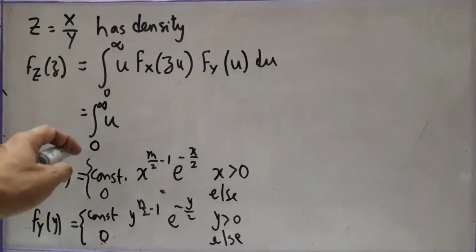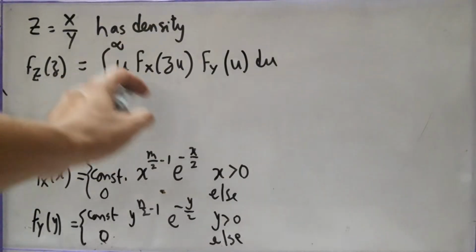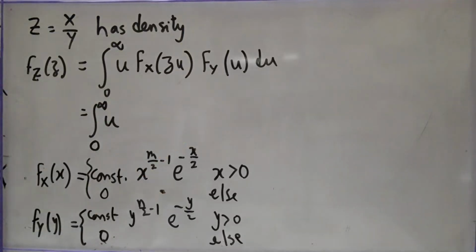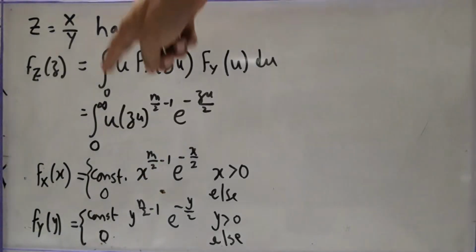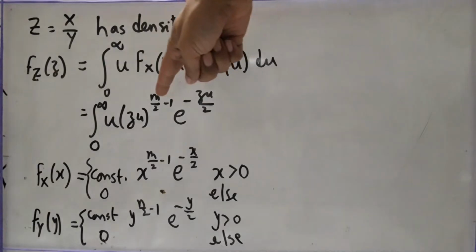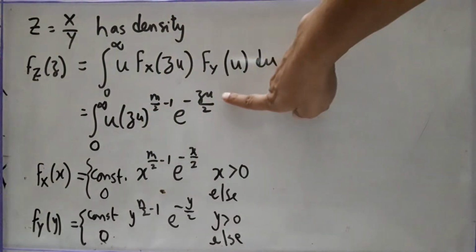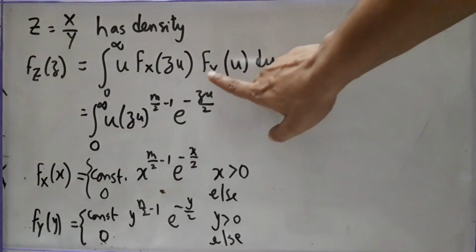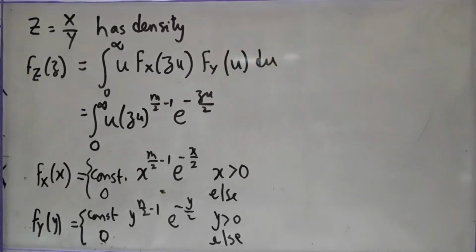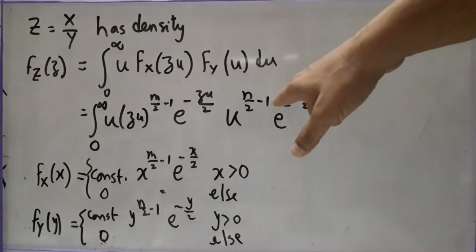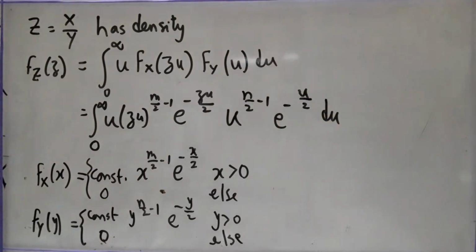I have the integral 0 to infinity of u. Now I am going to write down the formula for f_X: (zu) to the power m/2 minus 1, e to the power minus zu/2. Now I shall bring in f_Y: u to the power n/2 minus 1 times e to the power minus u/2. Direct copy it from here.